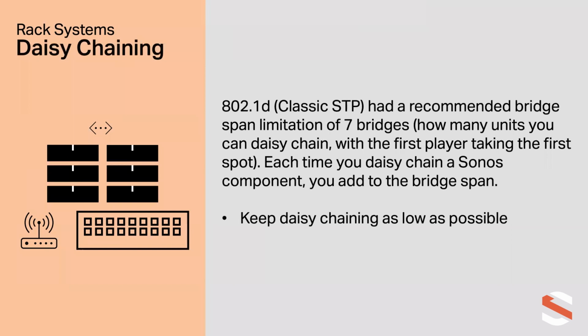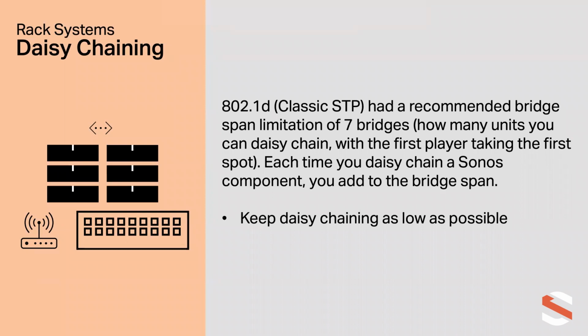Now, daisy chaining, that is a thing, and that's fine. We understand that helps and that makes your lives a lot easier in some scenarios, and so we get it. Our support team recommends no more than 7 bridges. So 1 player and then 7 bridges spanned off of that. Now, here's the thing. Technically, classic STP had a recommendation of 7 bridges. We recommend trying to keep it 3 or less.